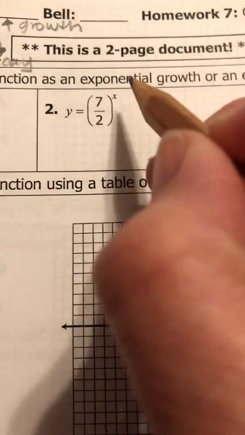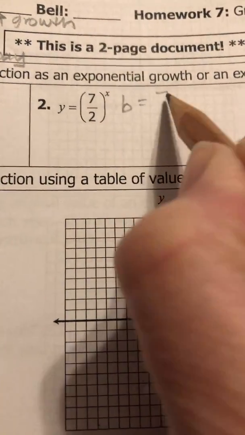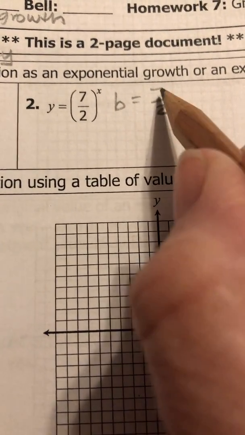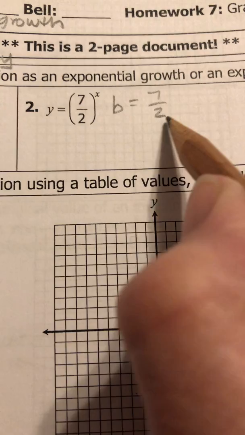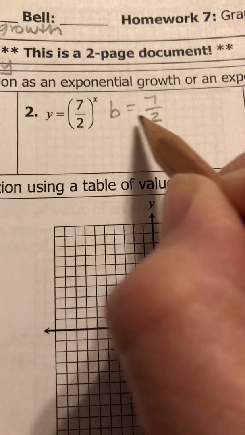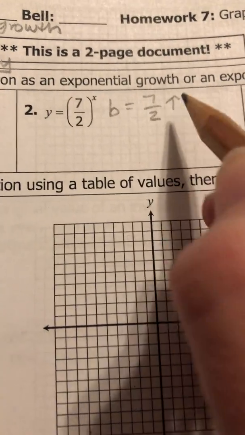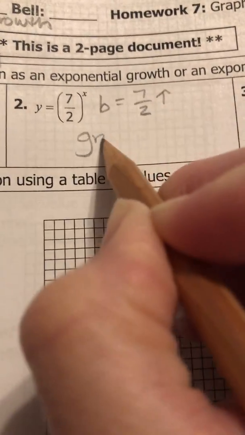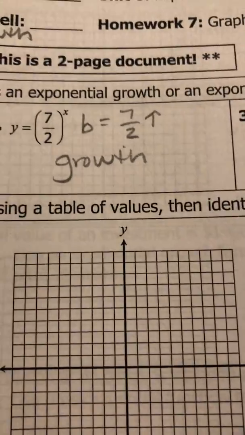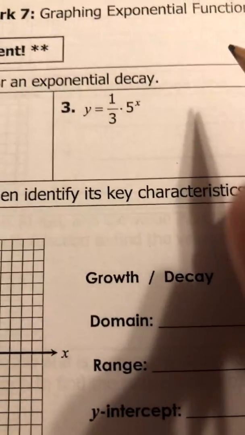If I look over here, I identify my b, which is 7/2. What's interesting is that it's an improper fraction, but because it's improper, it's still considered more than 1. So b is more than 1, and I'm going to do my arrow here, which means this function is going to grow a lot.